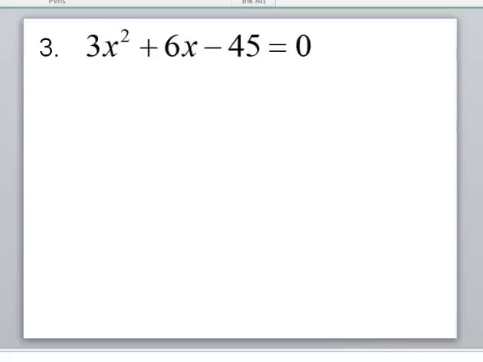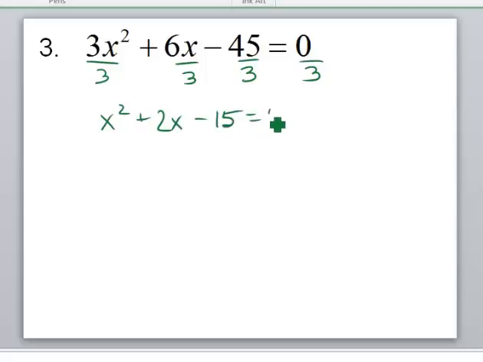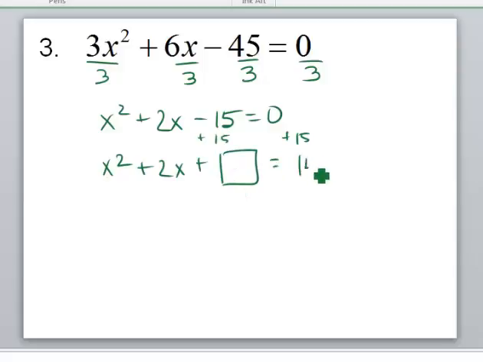One more example in this video, and we'll do a couple more in the next video. We're going to divide everything by 3. We end up getting x squared plus 2x minus 15 equals 0. I need to move my 15 to the other side so I have it ready to go for completing the square. x squared plus 2x plus the box equals 15 plus the box.